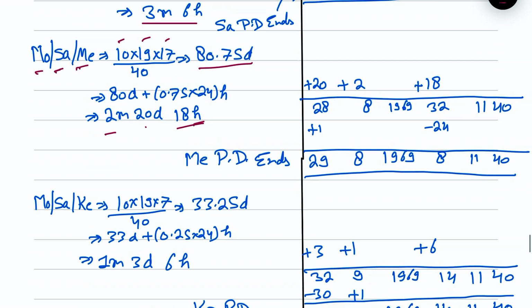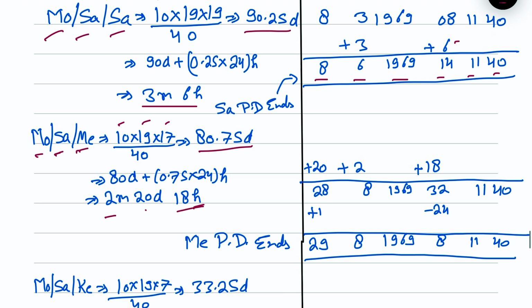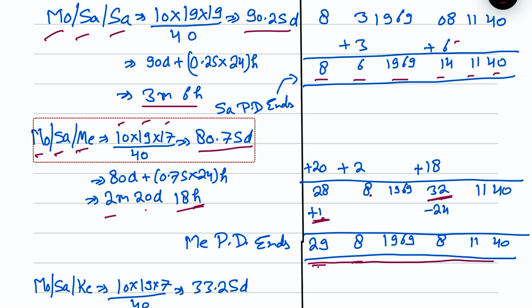So we add to where it previously ended 2 months, 20 days, and 18 hours, and we get this. We need to put it in proper format: 29 days, 8 months, because 6 plus 2 is 8, so it is 29 days, 8 months, 1969. One day is getting added because the hours go beyond 24. If it is more than 24, then we get 1 day, so we add 1 day here. So this is the Pratyantardasha end of Mercury.